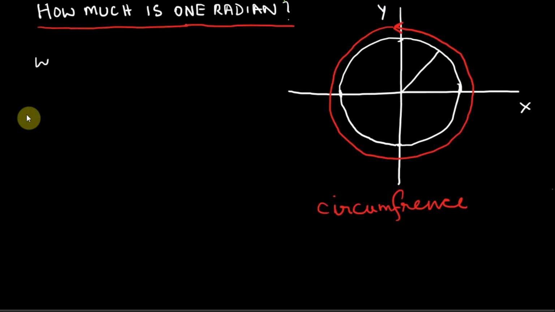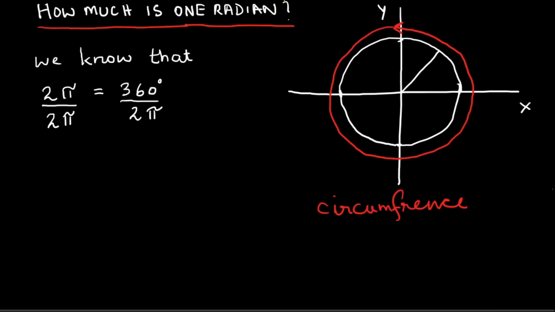To find the value of 1 radian in terms of degrees, we know that 2 pi is equal to 360 degrees. Now divide each side by 2 pi, and pi divided by pi becomes 1, and 360 divided by 2 is 180 degrees. Therefore 1 radian is equal to 180 divided by pi.